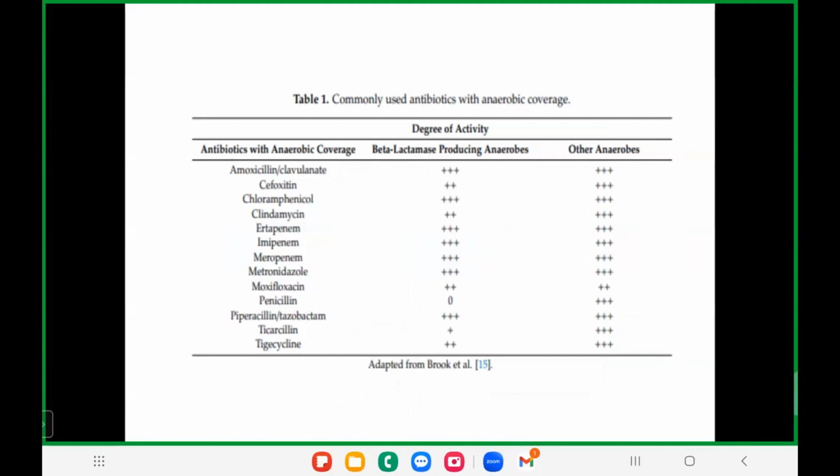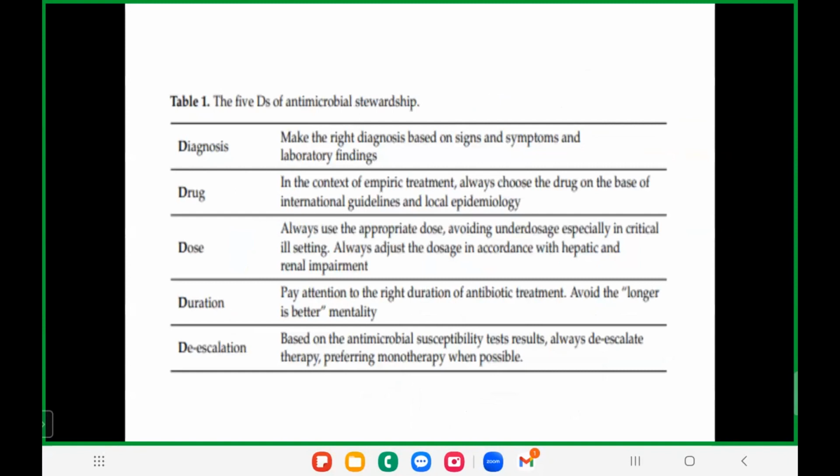So definitely you can avoid metrogyl when you're already on this kind of drugs. So the next thing is the 5 Ds of antimicrobial stewardship. The first thing is you need to make the right diagnosis, whether it is a viral or bacterial infection, whether to give antibiotic or not.